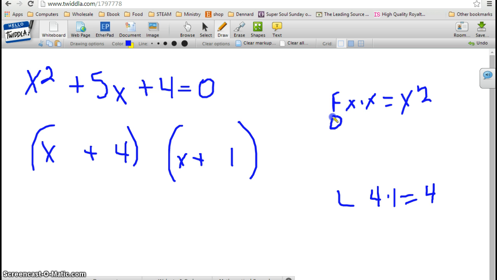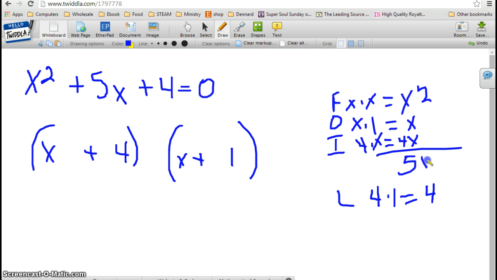Now, my O is x times 1. So x times 1 equals x, okay, because the implied 1 is on the side. You don't have to necessarily write the implied 1. And then 4 times x, which is my I, because we're FOILing to check to make sure that we're factoring correctly. 4 times x equals 4x. And when I add these together, this equals 5x. So it checks with this 5x. So I know so far I have factored correctly.